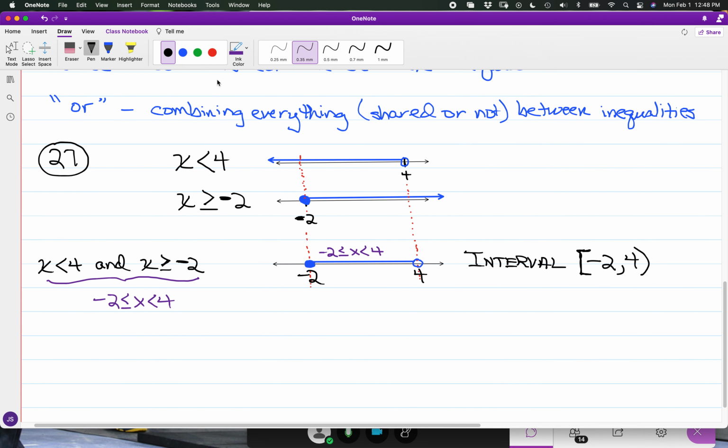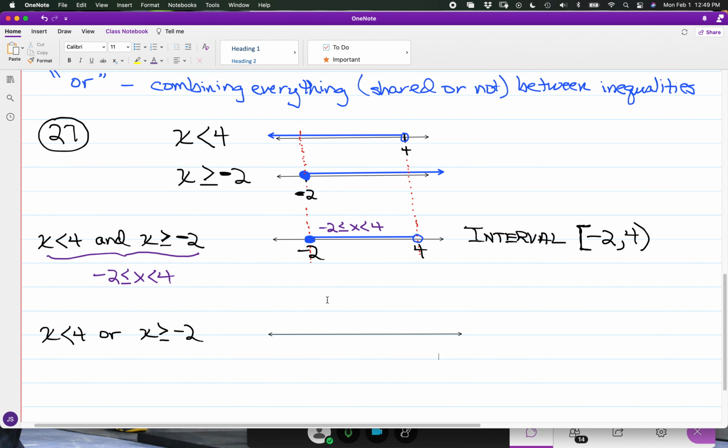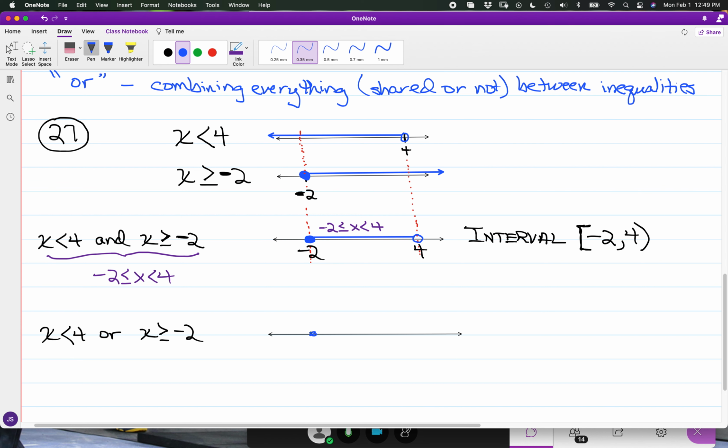Now, where we have the linking word or, you have x is less than 4 or x is greater than or equal to negative 2. And that's just going to combine everything that exists between the inequalities. So everything less than 4, everything greater than or equal to negative 2 is going to be in the mix. There's going to be a bit of cascading throughout.